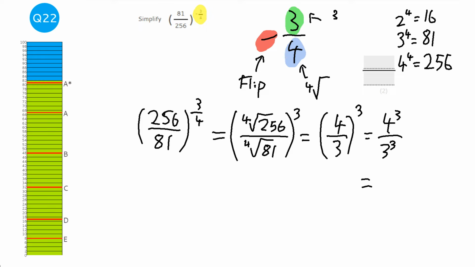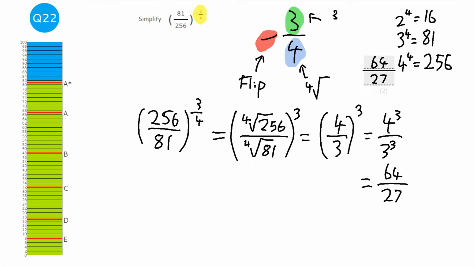Now I know 4 cubed is 64 and 3 cubed is 27. So as a top-heavy fraction, it's going to be 64 over 27. Now you might need to write that as a mixed number, or it might not matter on the exam. Sometimes they'll say, write your answer as a mixed number, but normally as long as you've got either a top-heavy fraction or a mixed number, then that's fine.